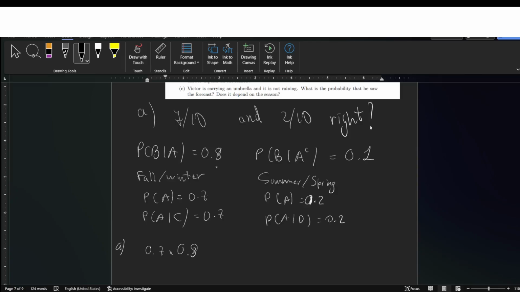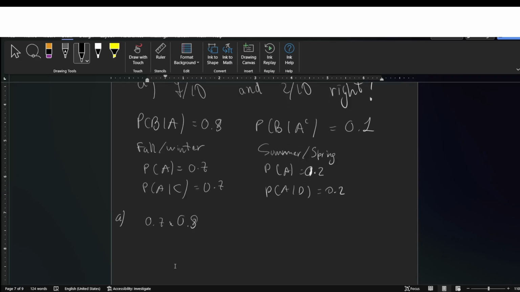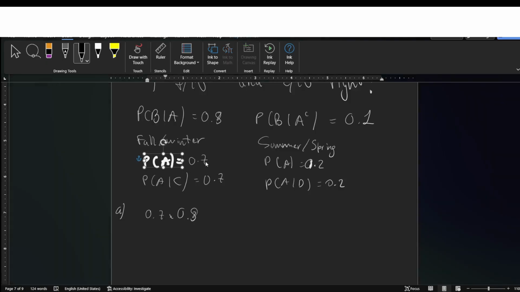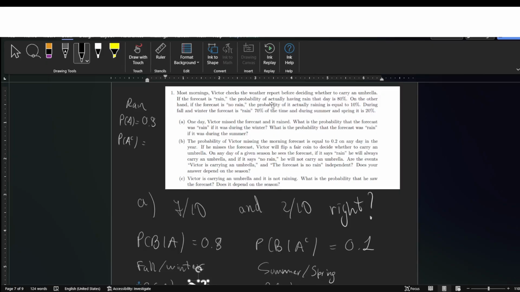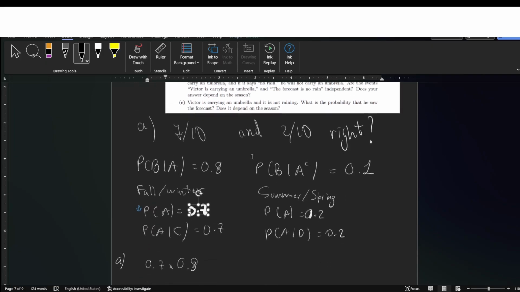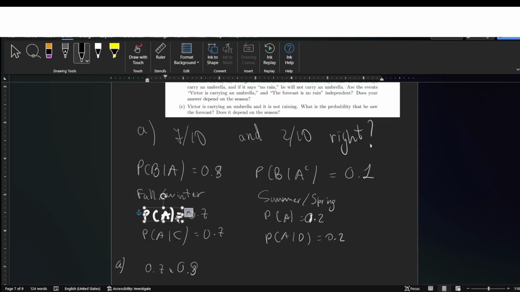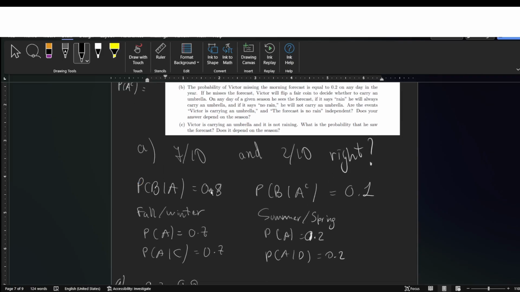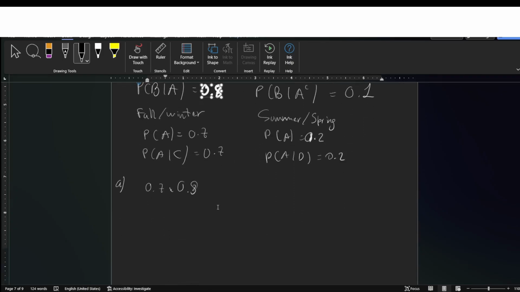Or should we actually add it? No, we cannot add this, because you know, the probability... So during fall and winter, at least 70% of the time we say it's going to rain. From that 70%, we only get it right 80% of the time.